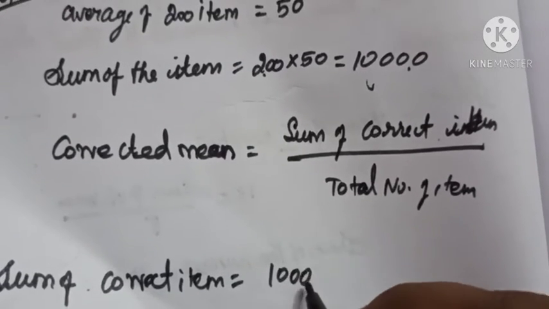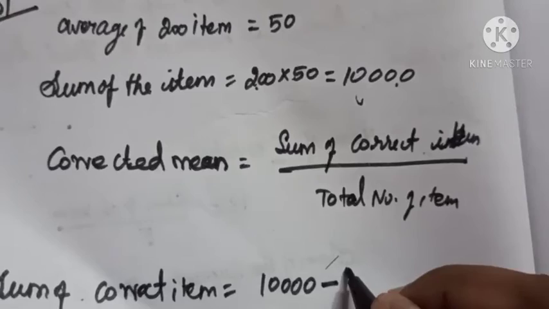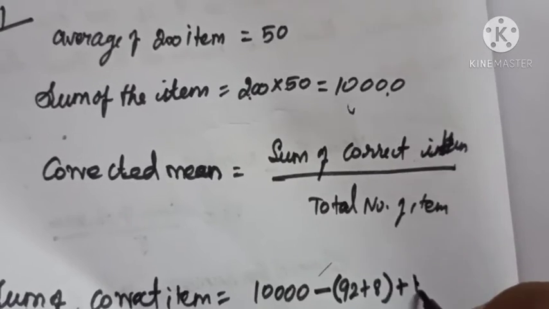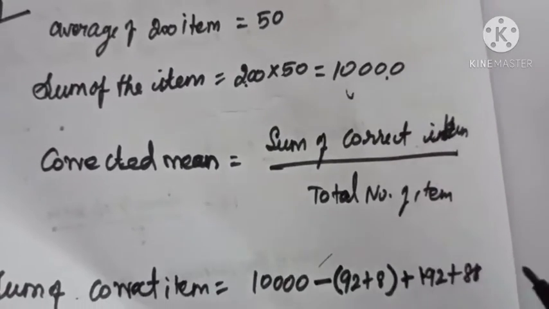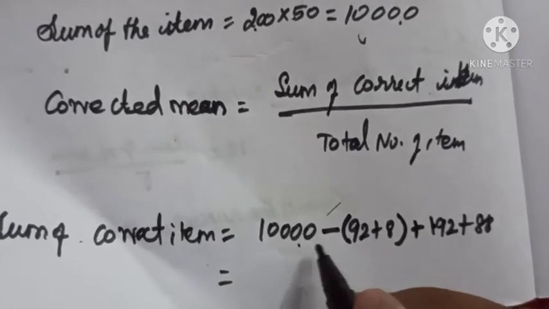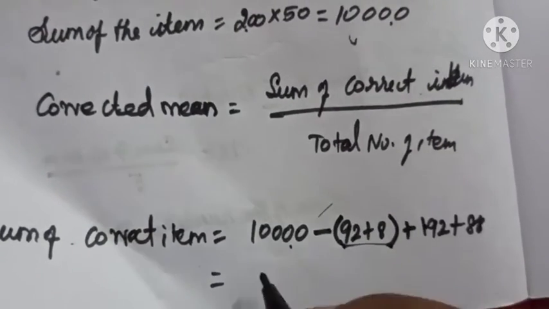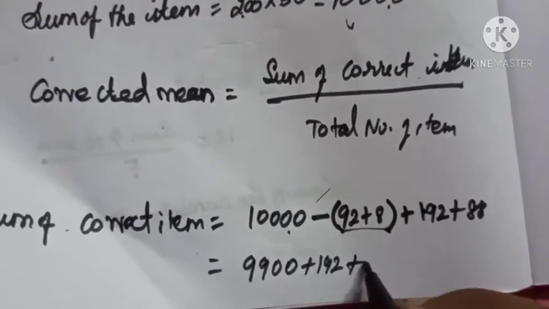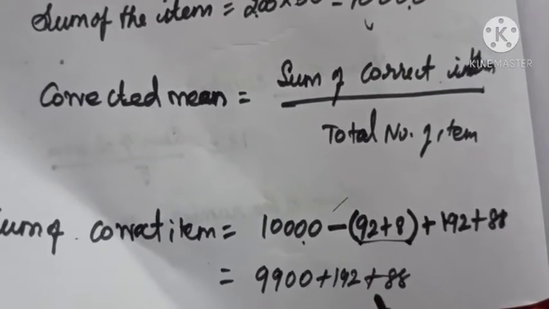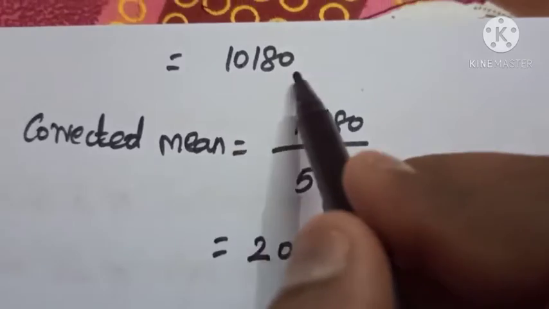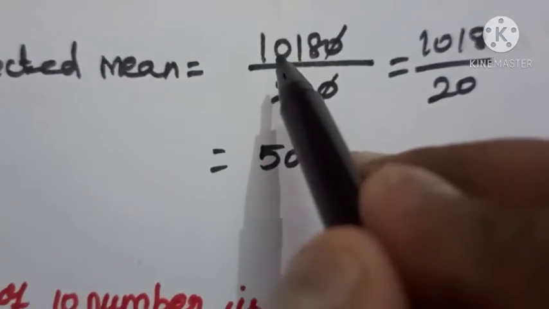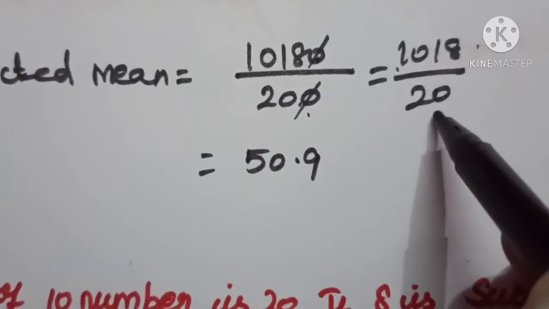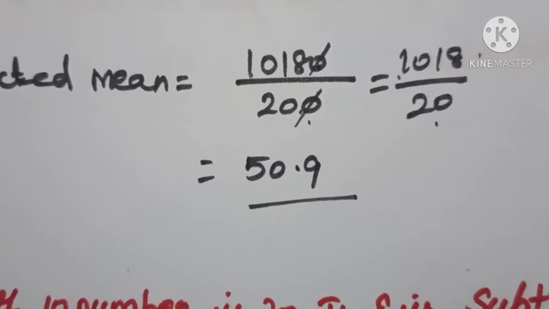10,000 is the value. It is subtracted by 92 plus 8, and we need to add 192 plus 88. So 10,000 minus 100 gives 9,900, plus 192 plus 88. If you add these, you get 10,180. So the corrected mean is equal to 10,180 divided by 200. The zeros get cancelled, 1018 by 20, and you get 50.9.